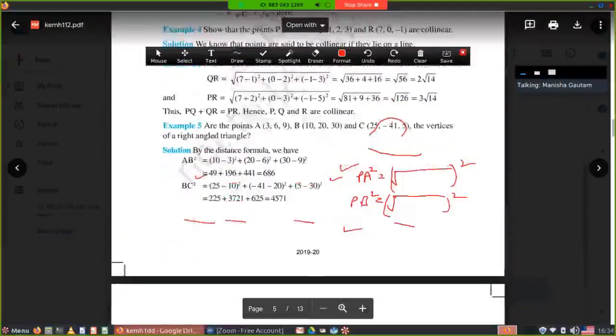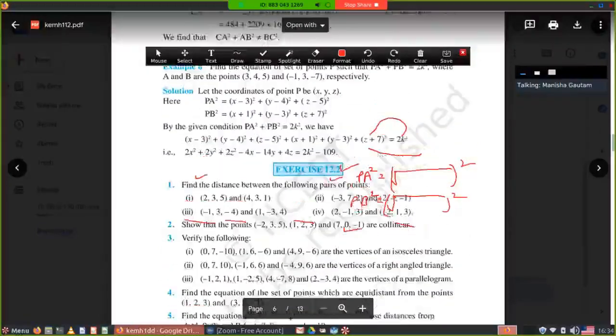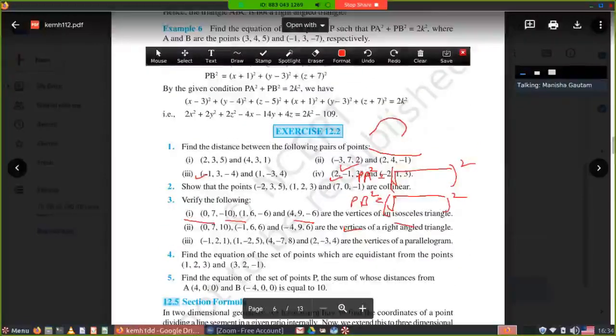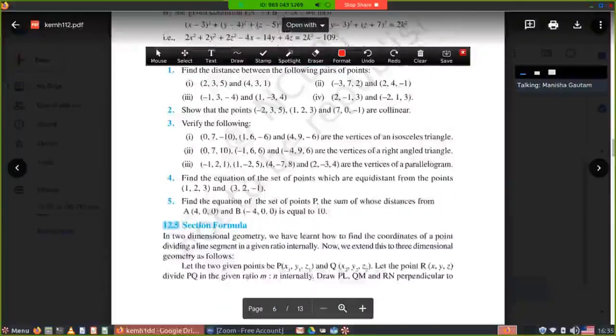Exercise 12.1 and 12.2, we have completed the exercises. Here in exercise 12.2, question 5 is a very important question. Find the equation of the set of other questions, you have to try on your own. I just have to discuss question number 5.